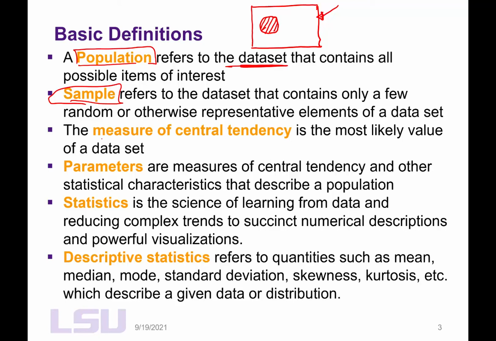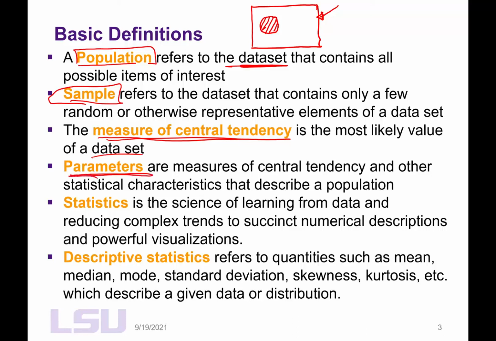Good. So measure of central tendency is basically the most likely value in the data set, which translates directly to the mean of the data set. And we'll talk about measure of central tendency more in the next couple slides.